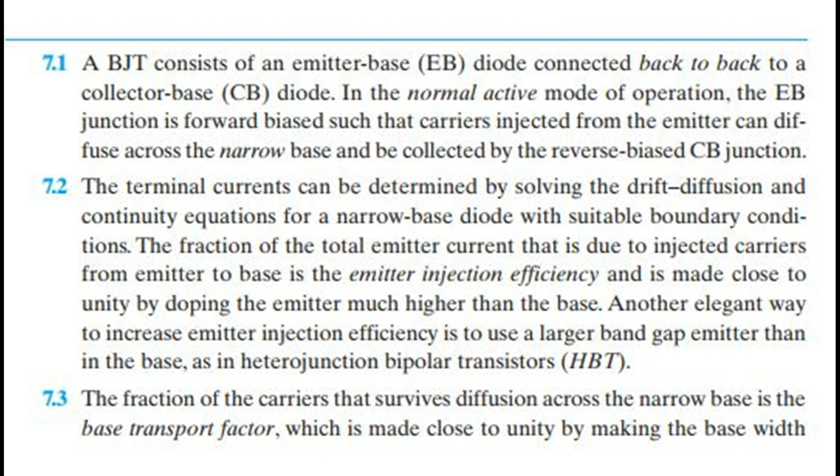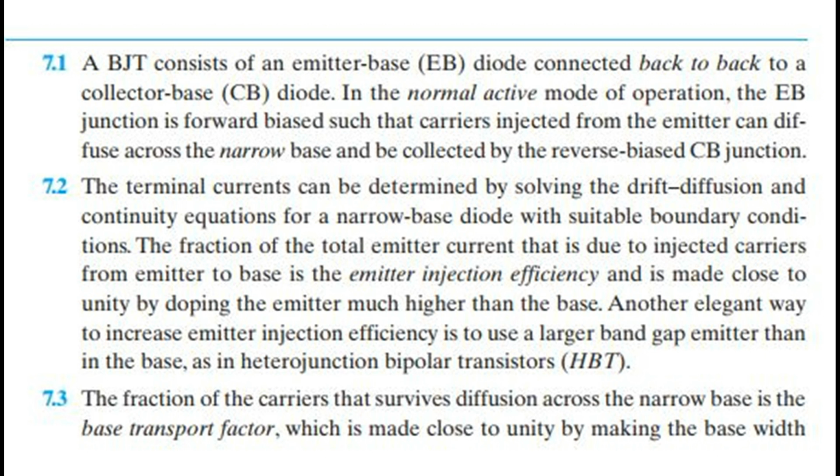7.1 A BJT consists of an emitter-base, EB, diode connected back-to-back to a collector-base, CB, diode. In the normal active mode of operation, the EB junction is forward biased such that carriers injected from the emitter can diffuse across the narrow base and be collected by the reverse biased CB junction.